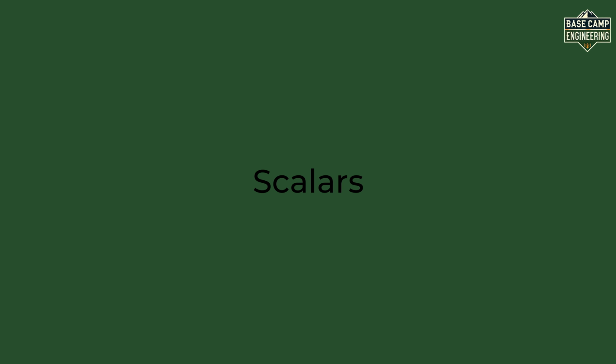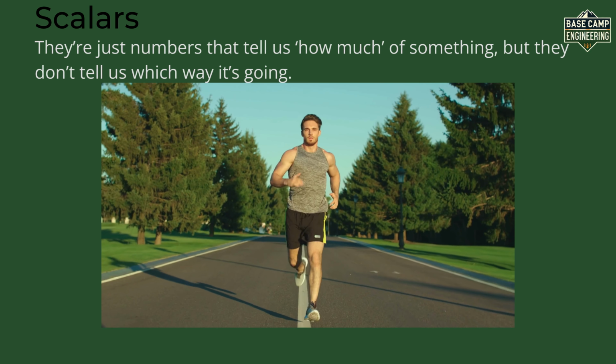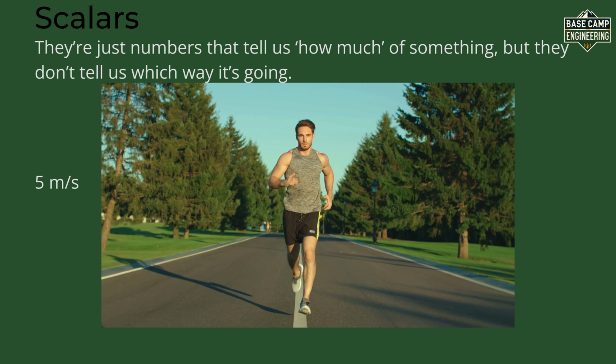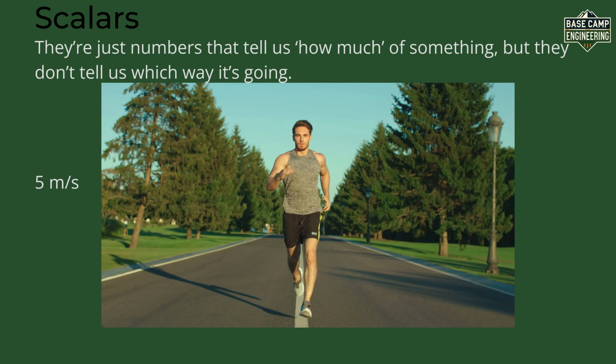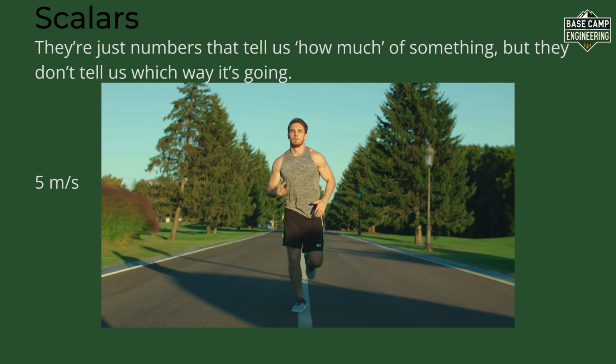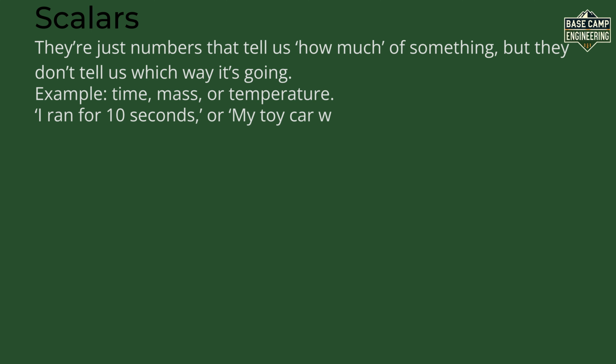Let's start with scalars. Scalars are really simple. They are just numbers that tell us how much of something, but they don't tell us which way it's going. Imagine you are running to catch a ball and you are going 5 meters per second. That's your speed. Speed is a scalar because it only tells us how fast you are going, not which direction you are running. Other examples of scalars are things like time, mass, or temperature. If you say, I ran for 10 seconds, or my toy car weighs 2 kilograms, those are scalars too. They are just amounts with no direction involved.